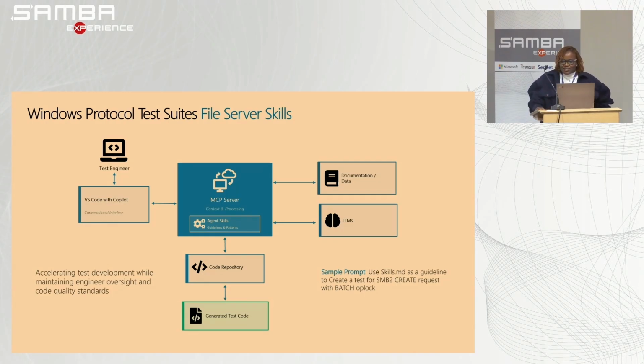The workflow plays out with an engineer describing what they want to test, for example, creating a test for SMB2 create with batch oplock. The AI assistant, in this scenario in VS Code with Copilot, queries the Microsoft Learn MCP server for the protocol documentation context. It then reads the skills document for the test patterns and conventions and examines the code repository for examples. It's then able to generate test code for the engineer to review and validate, the human in the loop.